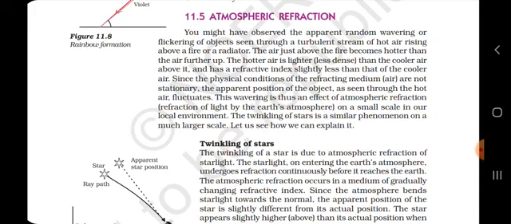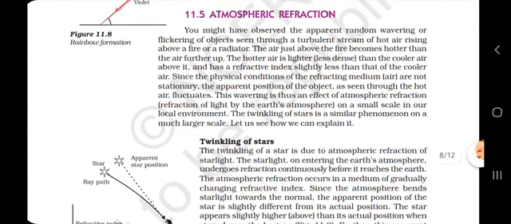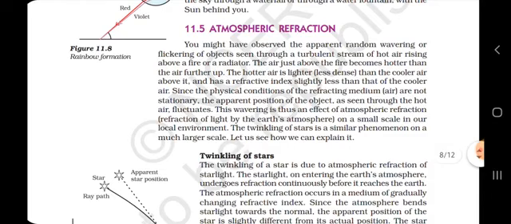On a small scale in our local environment, the twinkling of a star is a similar phenomenon on a much larger scale. You have seen, students, the light is flickering, or we can say the stars are twinkling. But actually, the stars are not twinkling. The stars have a constant light.